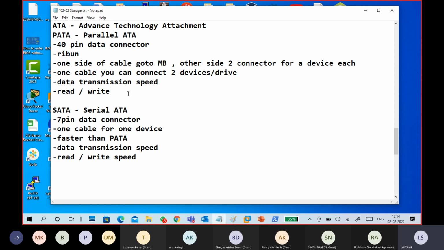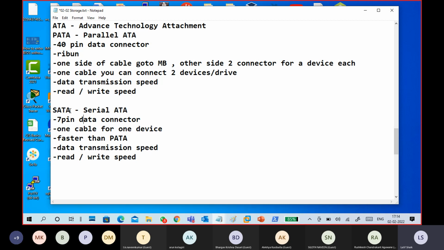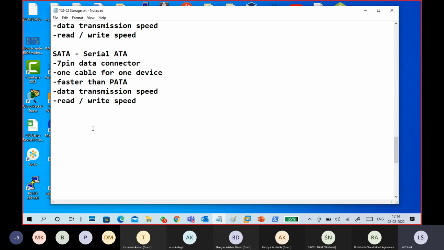So only then we are able to sell. This is the advantage of that one. SATA is a new technology compared to PATA, serial attachment, with a 7-pin connector, and it is faster than PATA. This is the importance of SATA: it is faster, and still we are using SATA.